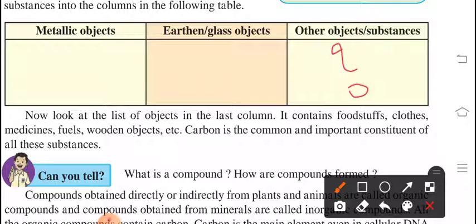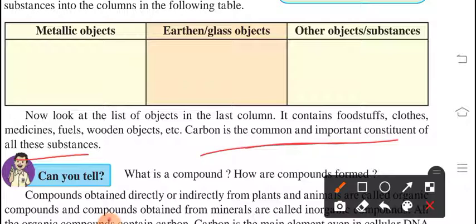So now we know about this. If you compare these three columns, the other objects contain foodstuffs, clothes, medicines, fuels, wooden objects, etc. Carbon is a common and important constituent of all these substances.